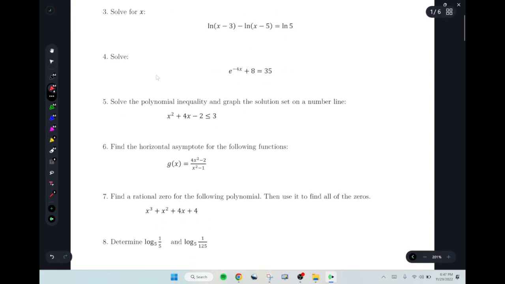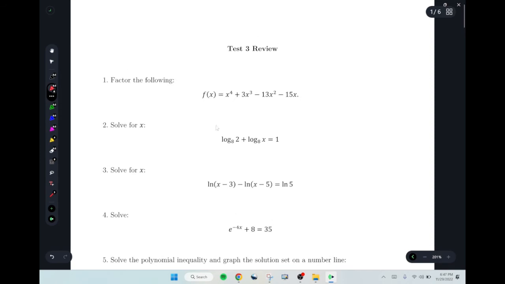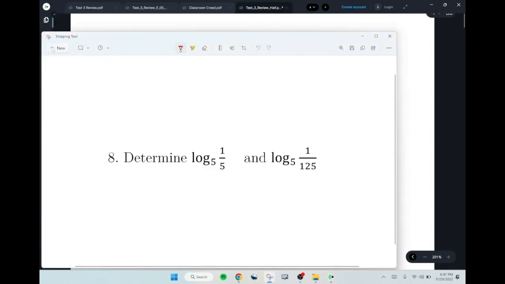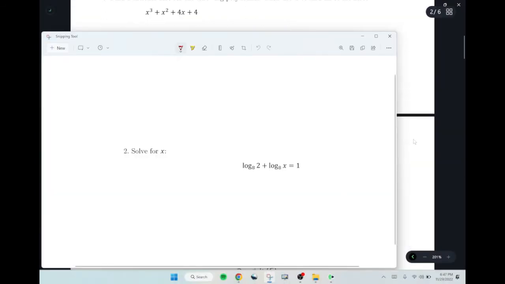What else we got? Number 2. Sweet. They're all very different problems, but they're all really important rules, so that's probably why they're here. All right, number 2.